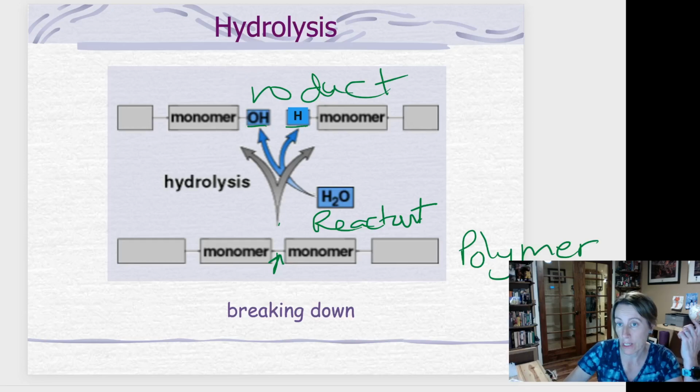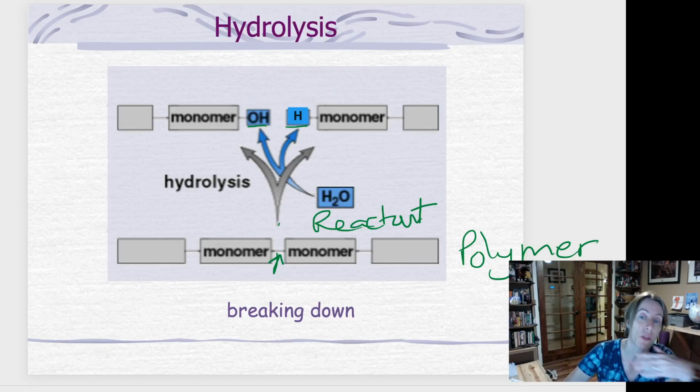This reaction is basically the opposite of condensation synthesis. You're putting water in and you're splitting something apart. In condensation synthesis, you hook two things together and you pull the water out. In this one, we're going to put the water back in and separate the two things out. And the name of this reaction is hydrolysis.